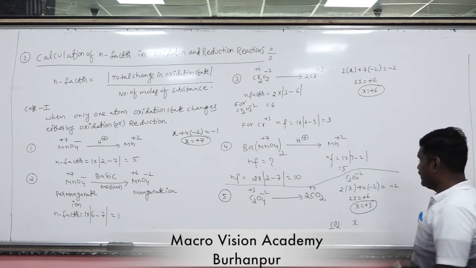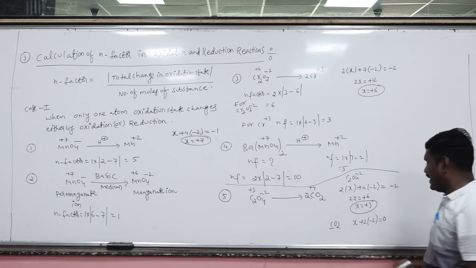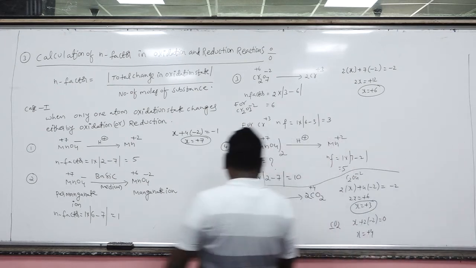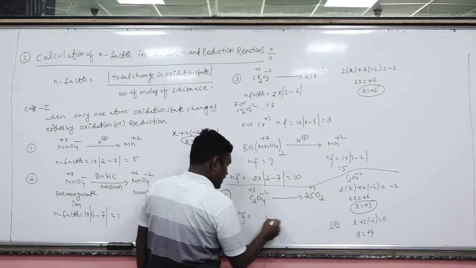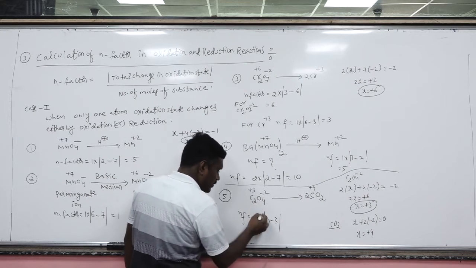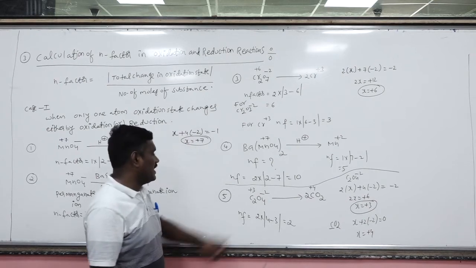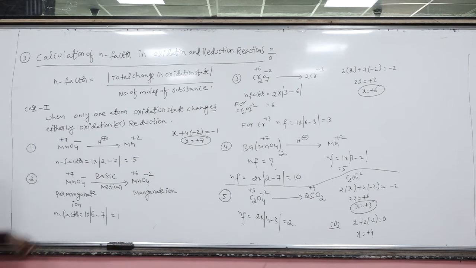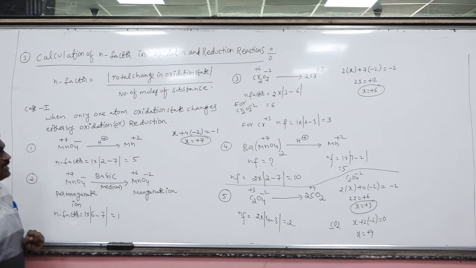Now each oxygen is -2. CO2 is a neutral species, that's why I am taking it equal to 0. So the oxidation state of carbon in CO2 will be +4. Now what is the N factor here? Change in oxidation number. Now per mole of oxalate, how many carbons are there? 2. So that's why I am multiplying with 2. So this is the calculation of N factor of a species which undergoes either oxidation or reduction.